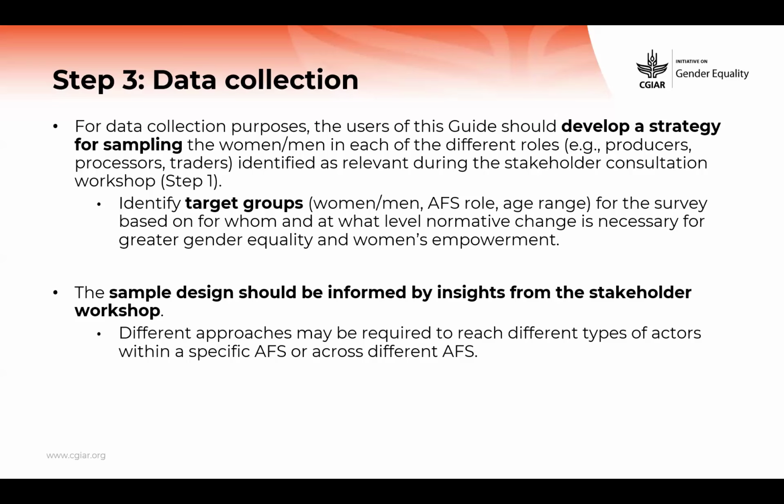So from the stakeholder workshop, from the insights that you gain from this, this is how you want to design your sampling strategy. And different approaches may be required to reach different types of actors within a specific AFS or across different agri-food systems. So this is the really important part of the stakeholder consultation, understanding what's unique about a particular local context. This has to inform your sampling strategy.